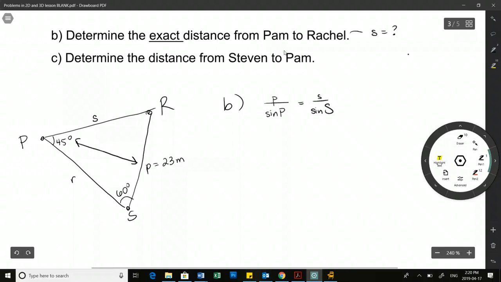Okay, so side little p is 23. Angle P is 45 degrees. Side little s, that's our unknown. And angle S is 60 degrees.